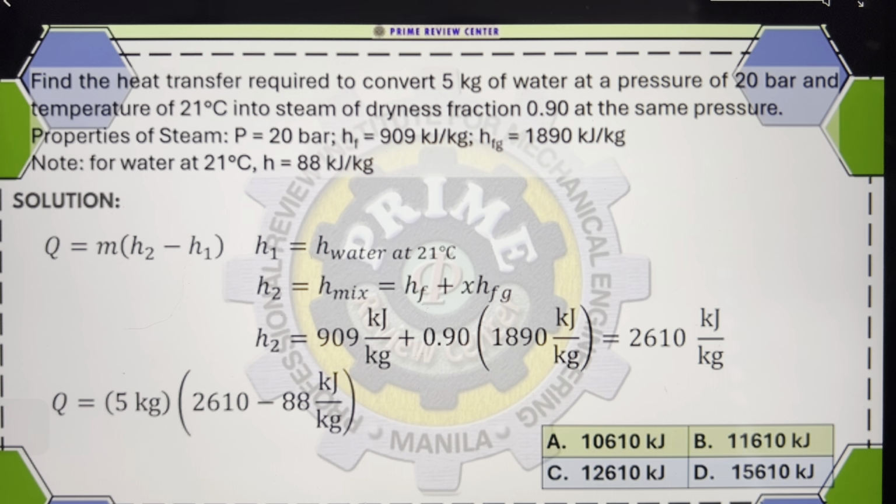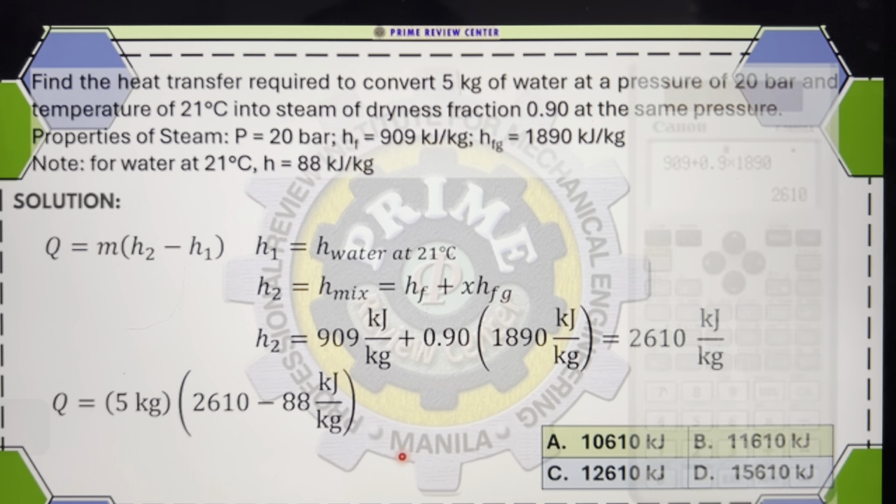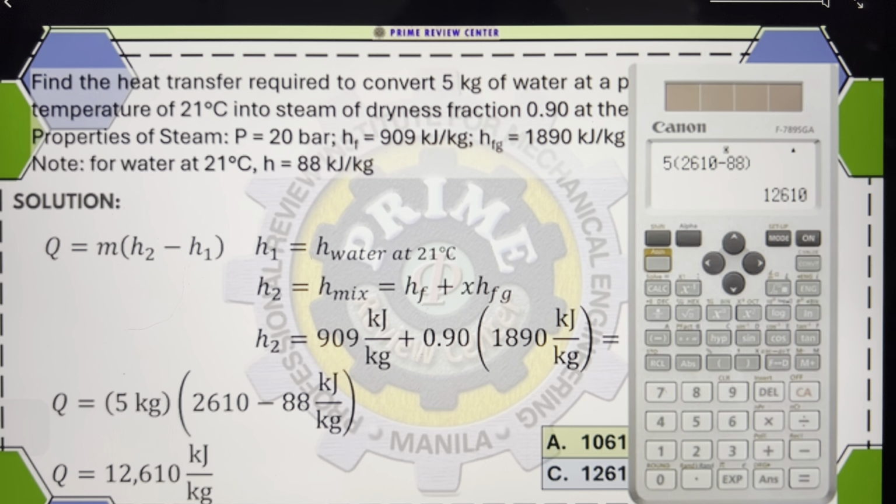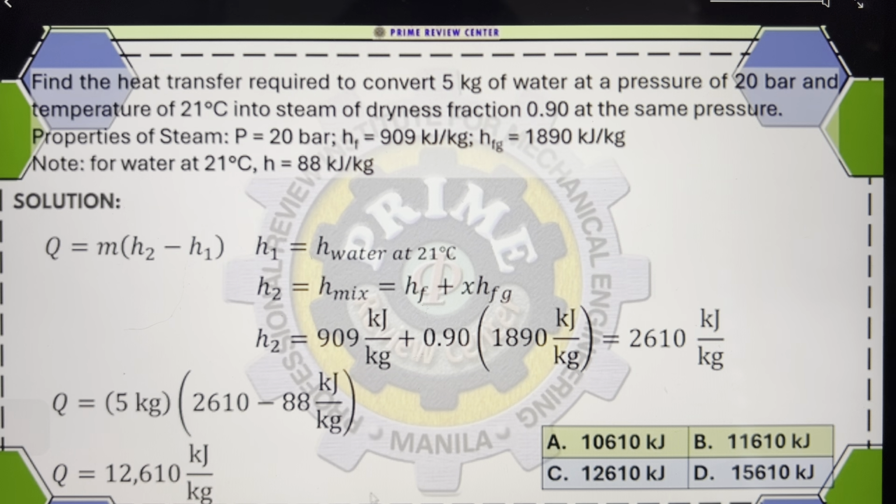Basically, this is direct sum. So mass is 5, H2 is 2610, minus H1 na 88. So kilojoule per kilogram, kilogram is na cancel ng kilogram, kilojoule matitira. Bali, meron tayong mass, that is 5, times H2, that's 2610, minus H1 88. So press equals, kuha natin yung value ng Q, that is 12,610 kilojoule. So from the choices, yan yung letter C natin.